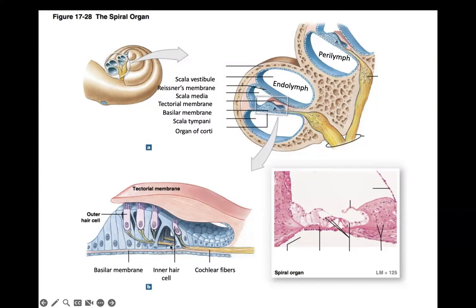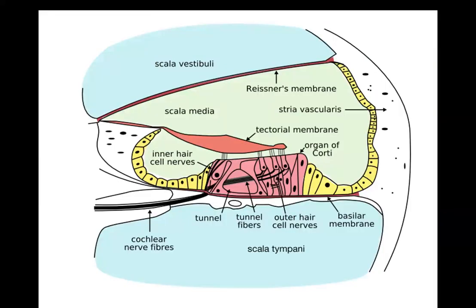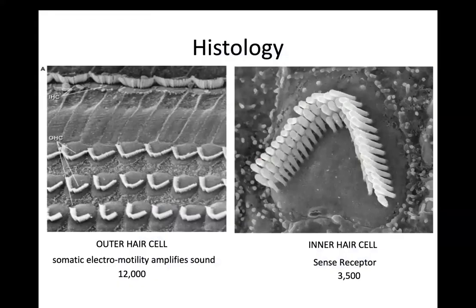And then you have the cochlear nerve right here, the cochlear fibers. So you can see it synapses with all of them so that it can interpret the sounds and send electrical impulses to your brain. This is another picture. Same thing as I mentioned earlier, okay? This is the histology picture.